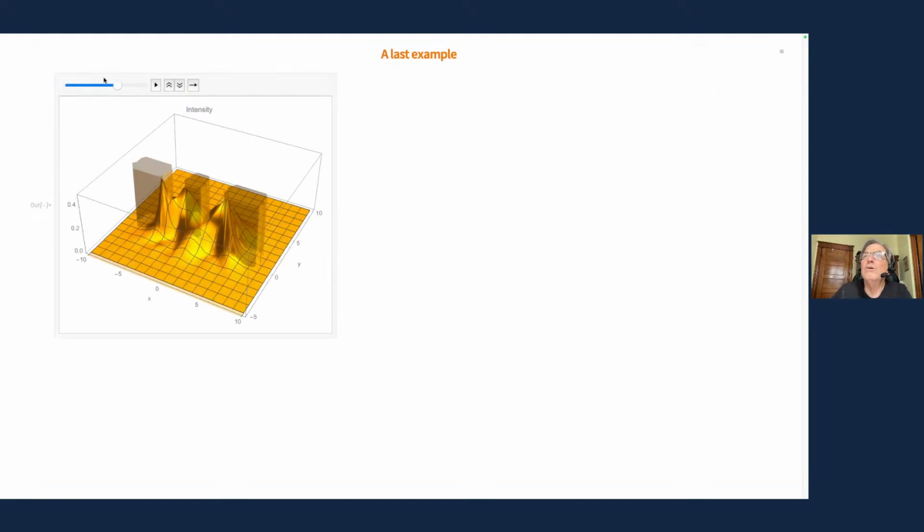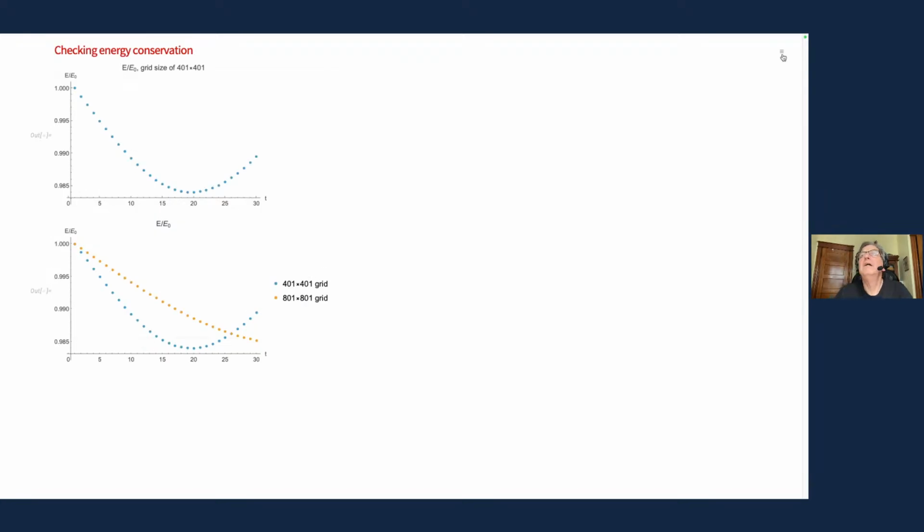Okay, so here's the last example. I'm propagating now two Gaussians through essentially a double slit. Okay, and you can see the fairly complicated diffraction pattern. Once again, I'm plotting the intensity. And once again, you should ask yourself, how well do we do with energy? Okay, for this example, I've run on a 401 by 401 grid. Okay, and you can see you do about 1.5%.